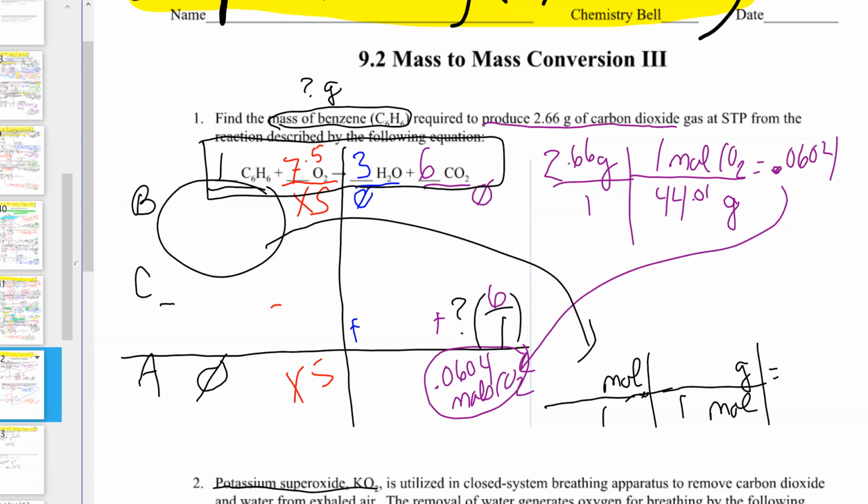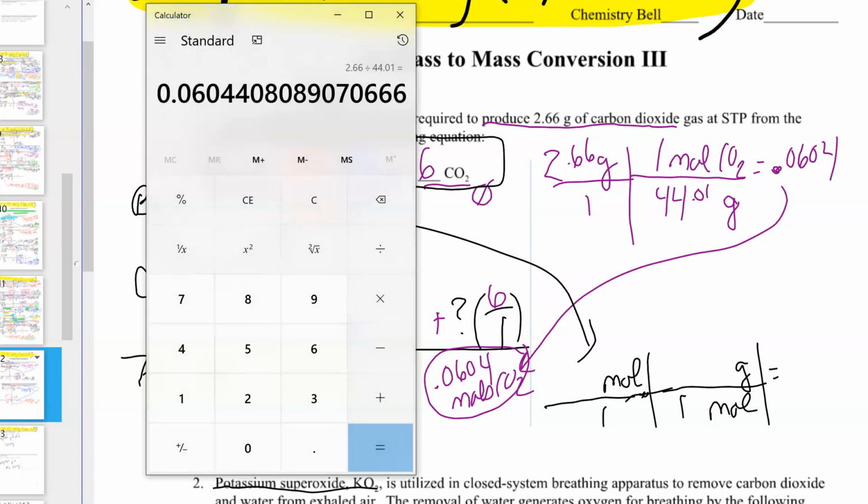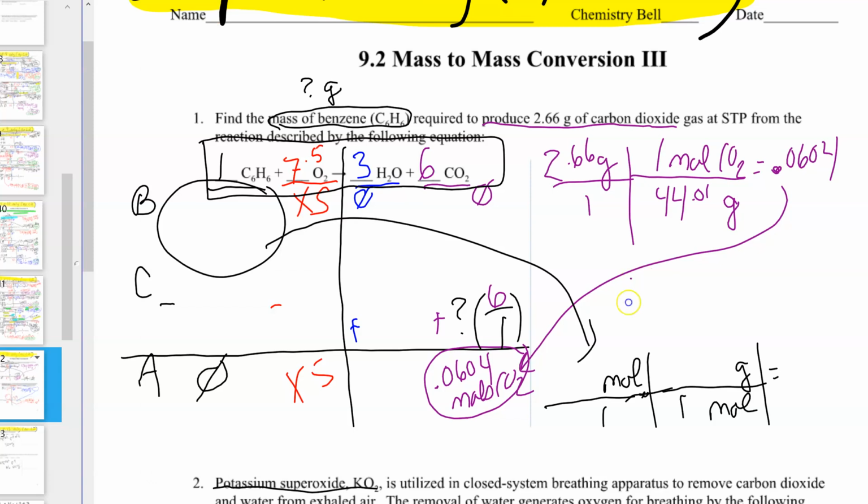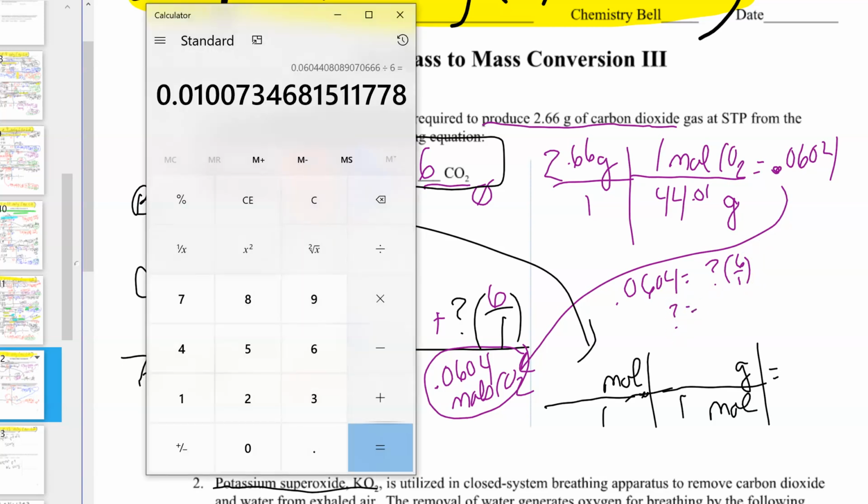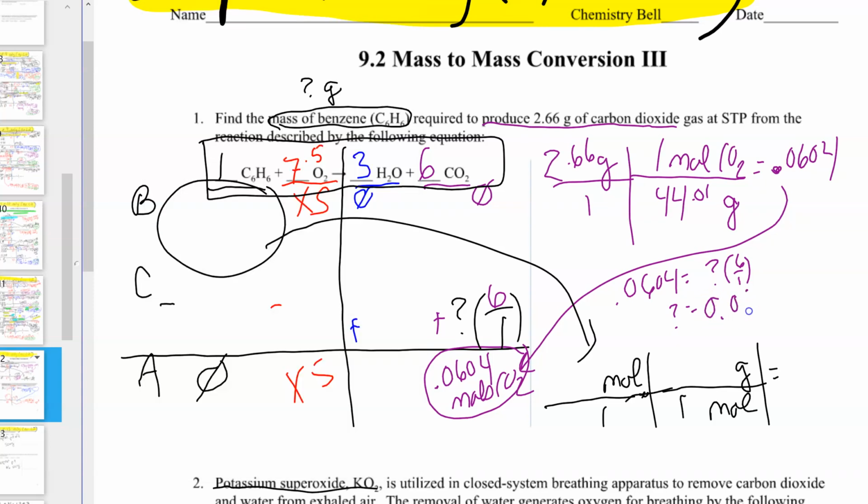So question mark times 6 is equal to 0.0604. So how do we get the question mark by itself? Well, we divide each side by 6. If you need me to write that out, I will. So 0.0604 is equal to question mark times 6 over 1. So then we need to divide each side by 6, and that means that question mark is going to be 0.0100. So let's just say 0.01. That's what my question mark is. Okay, so 0.01 minus 0.01, that's how much is used up. There's none left over. So I've got 0.01 moles of benzene.